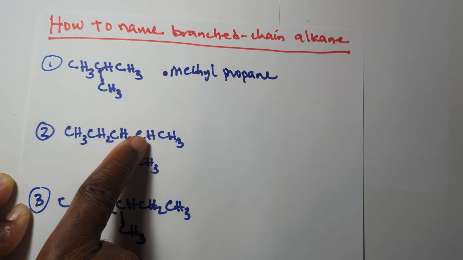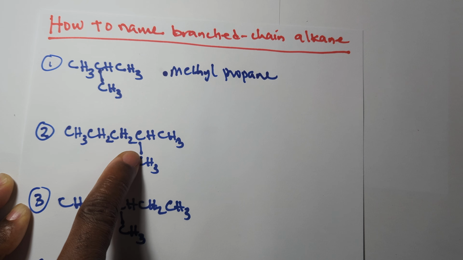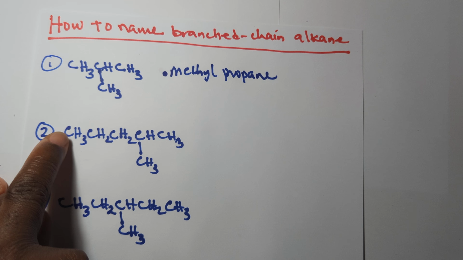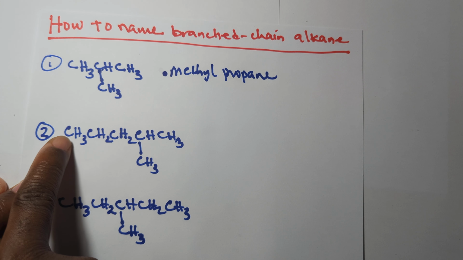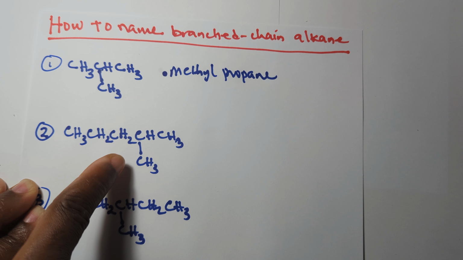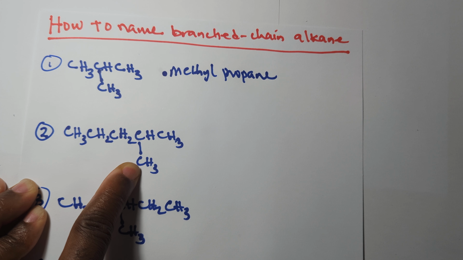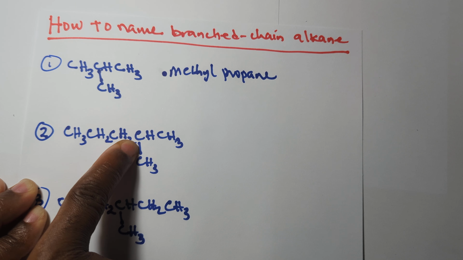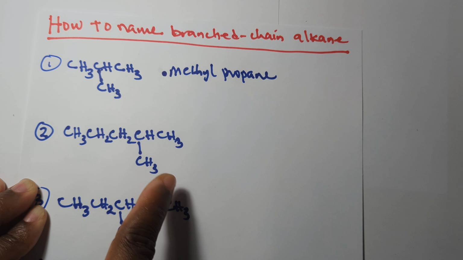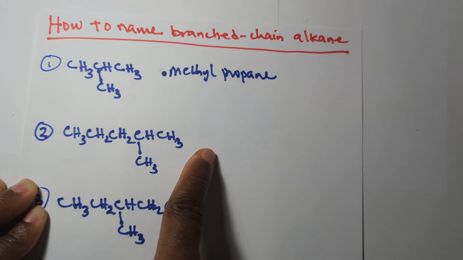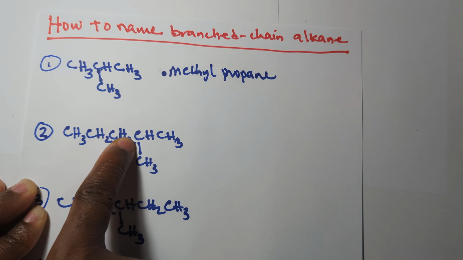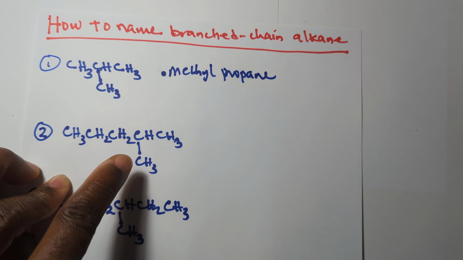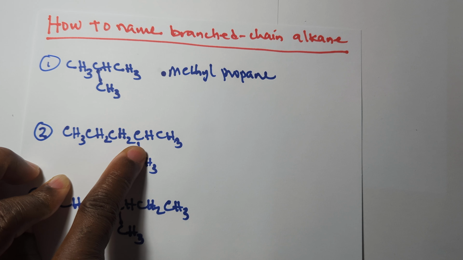For the second example, how many carbons do we have? 1, 2, 3, 4, 5. We have 5 carbons, so the parent chain is pentane. But if you count from left to right, 1, 2, 3, 4, at carbon number 4 we have the methyl group. For the carbon having the branch chain to have the lowest number, we need to count from right to left, so that at carbon number 2 we have the methyl group.